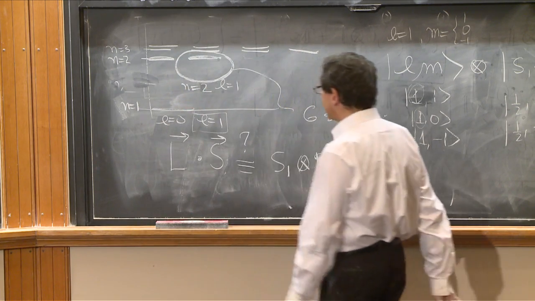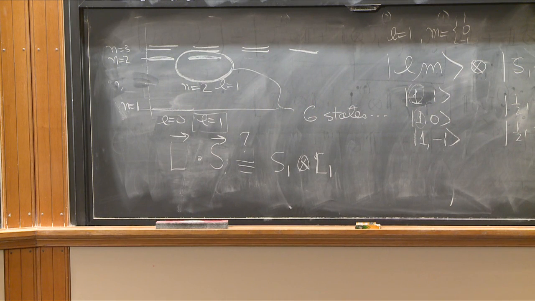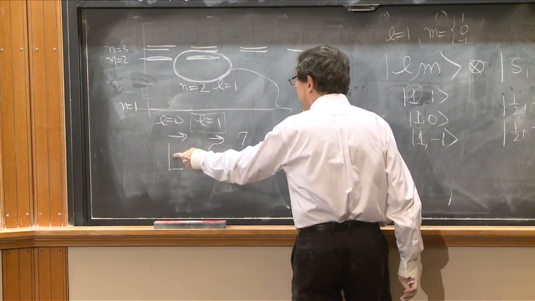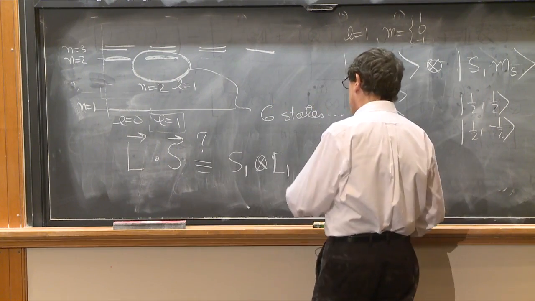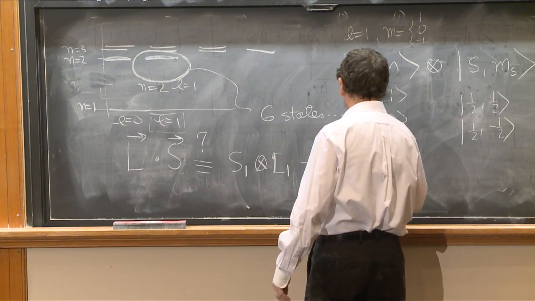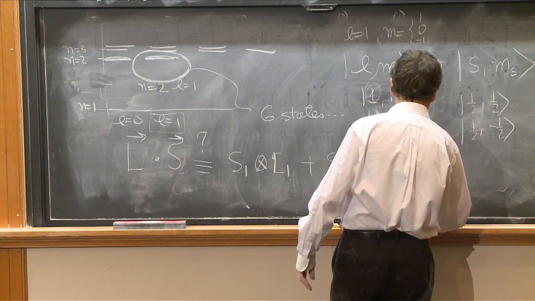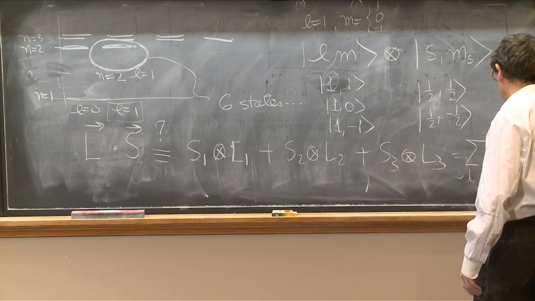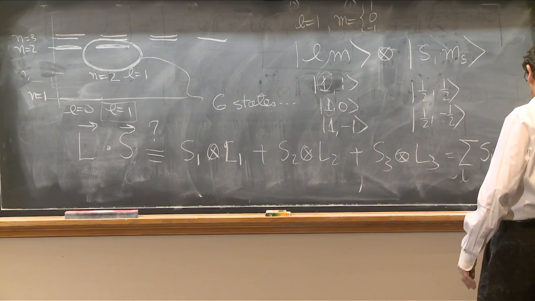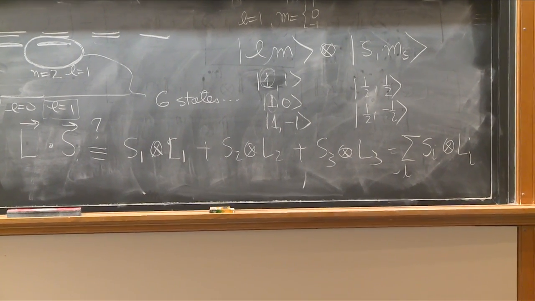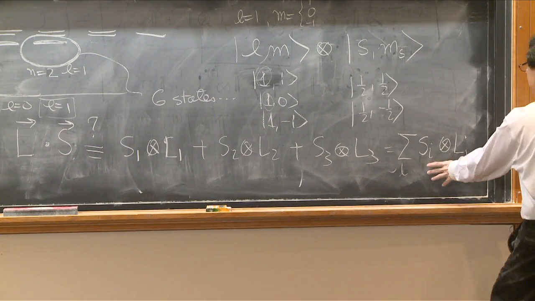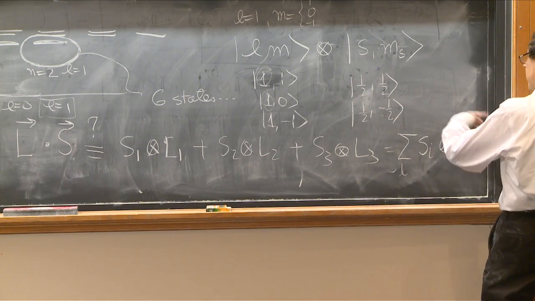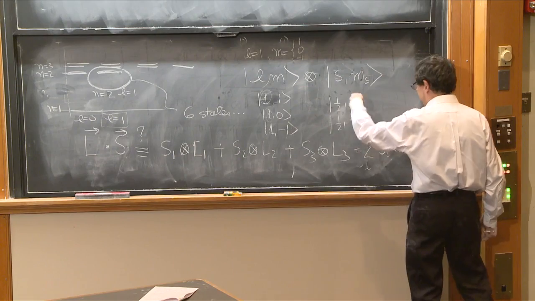So L dot S is clearly an operator that must be thought to act on the tensor product, because both have to act. S has to act and L has to act. So it only lives in the tensor product. So what does it mean? It means this: L1 tensor S1 plus L2 tensor S2 plus L3 tensor S3, or the sum over i of L_i tensor S_i. So this is the kind of thing that you need to understand. How do you find for this operator's eigenstates here?